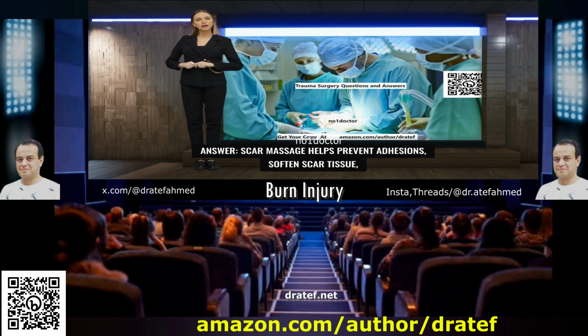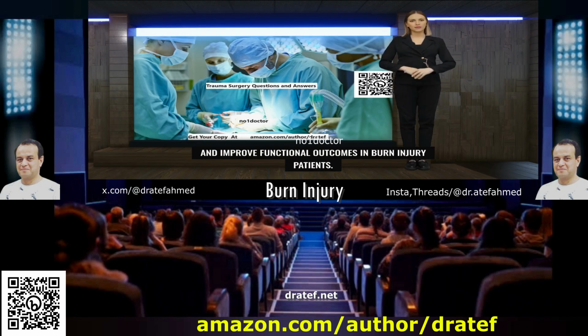Question: what is the role of scar massage in burn injury rehabilitation? Answer: scar massage helps prevent adhesions, soften scar tissue, and improve functional outcomes in burn injury patients.